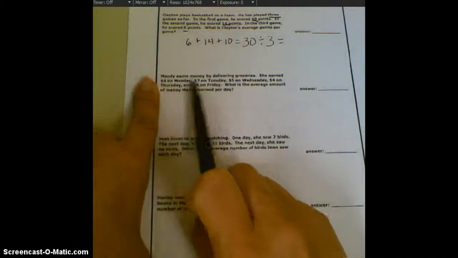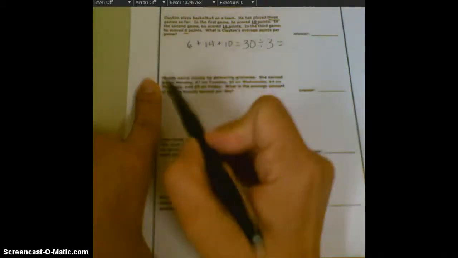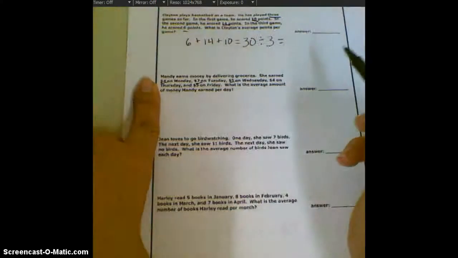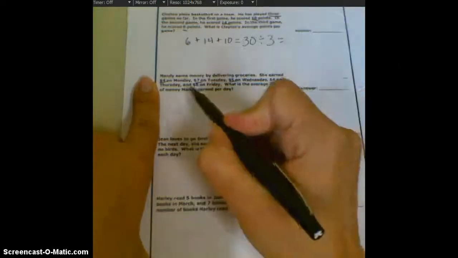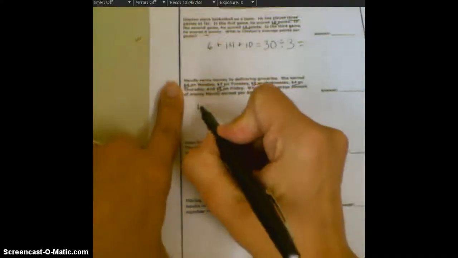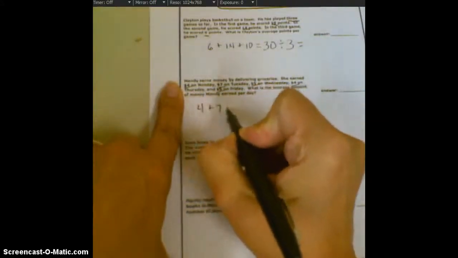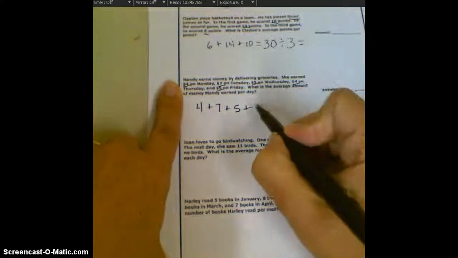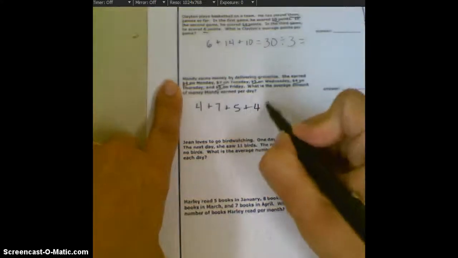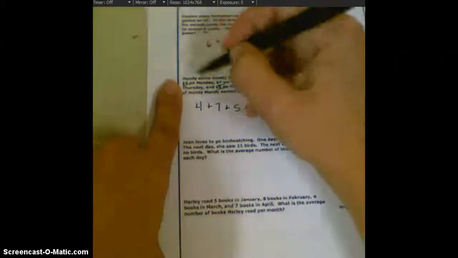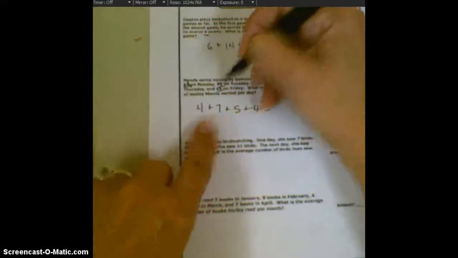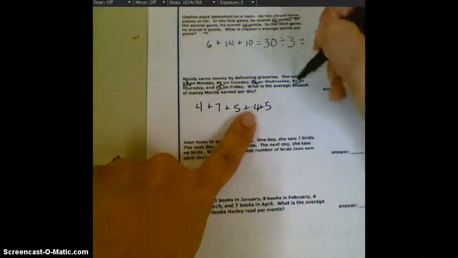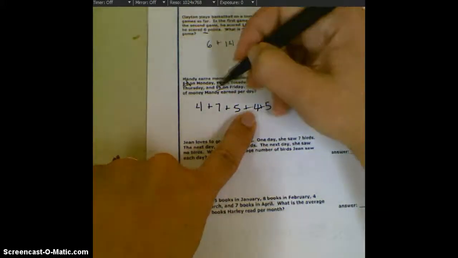Please do. Mandy earns money by delivering groceries. She earned $4 on Monday, $7 on Tuesday, $5 on Wednesday, $4 on Thursday, and $5 on Friday. What's the average amount? Man, that's a lot of numbers to add. $4 plus $7 plus $5 plus $4 plus 5. Did I get them all? I'm going to cross them out. 4, 7, 5, 4, and another 5. Okay. Total them all up.